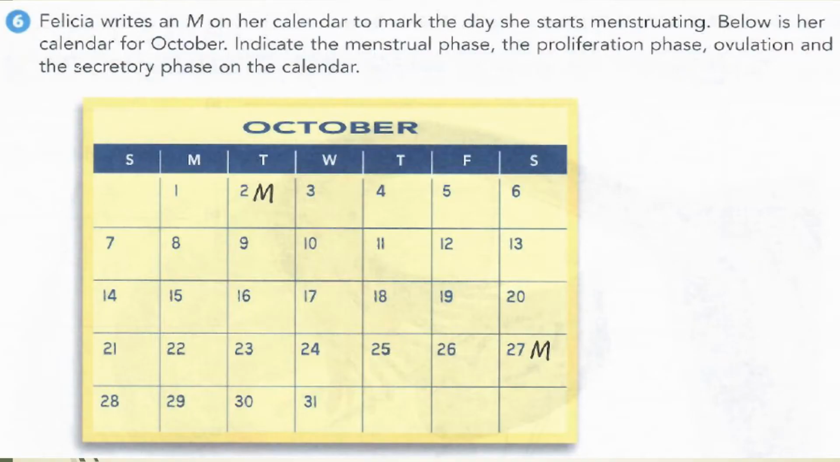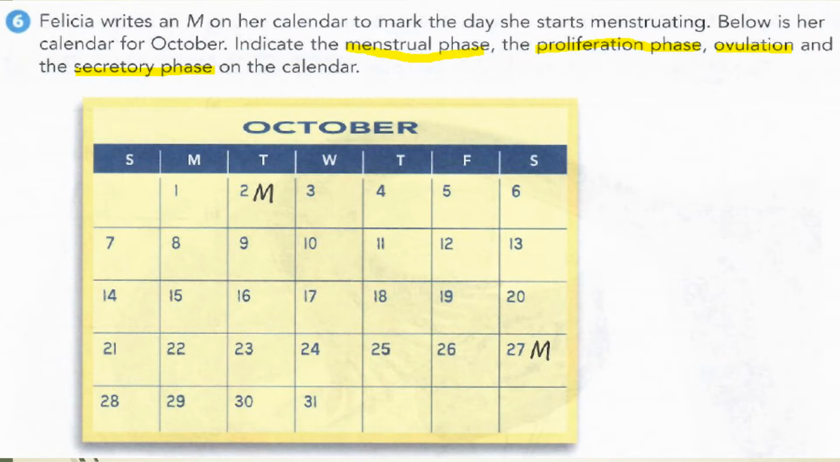So this one. Felicia writes a name on her calendar to mark the day she starts menstruating. Below is her calendar for October. Indicate the menstrual phase, the proliferation phase, the ovulation, and the secretory phase on the calendar. So before we answer the question, we need to find the menstrual phase, proliferation phase, ovulation, and secretory phase.